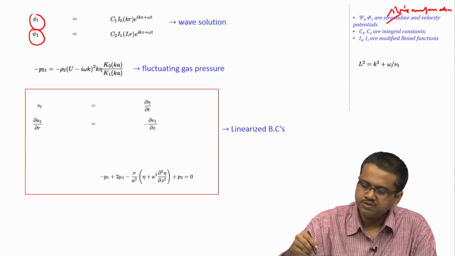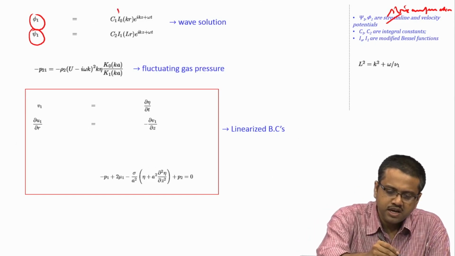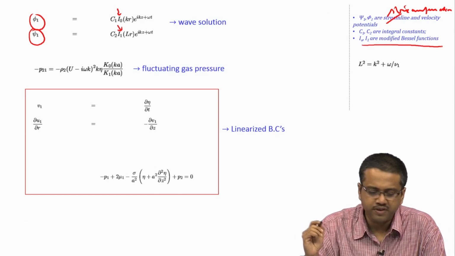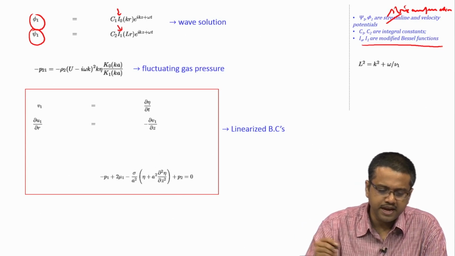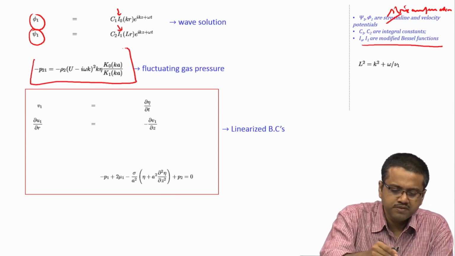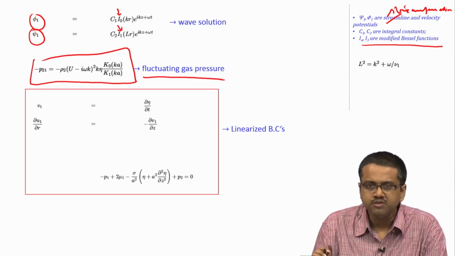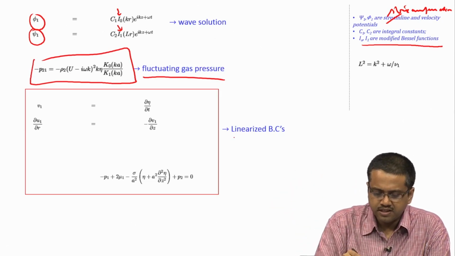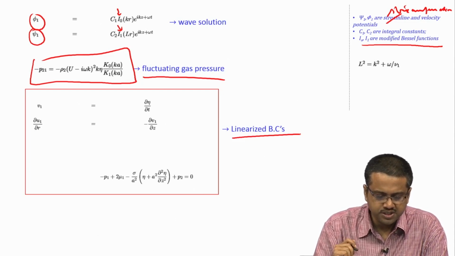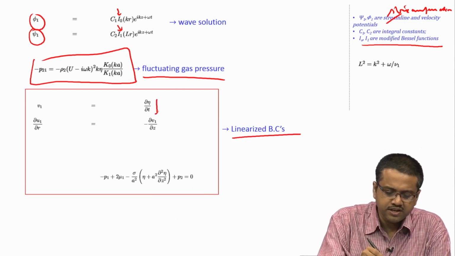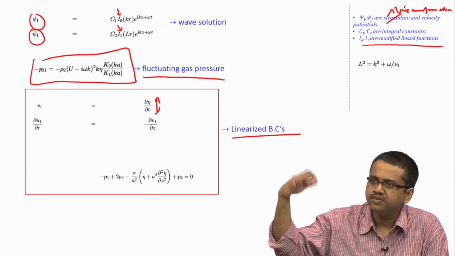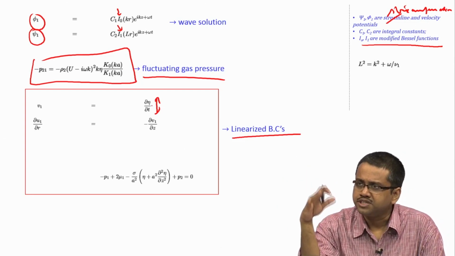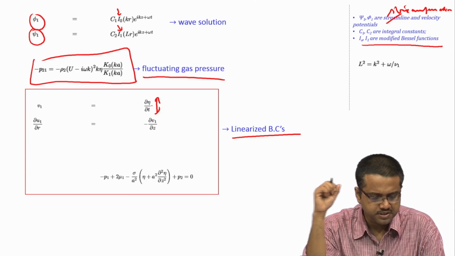Now, the math is a little bit complicated. I0 and I1 are the modified Bessel functions, and this particular relationship gives you the fluctuating gas pressure. You do not have to understand everything, this is just a mathematical procedure, and these are the corresponding linearized boundary conditions. Here V1 is the interface oscillation, the rate of change of that interface oscillation, or the change in the distance of that interface.